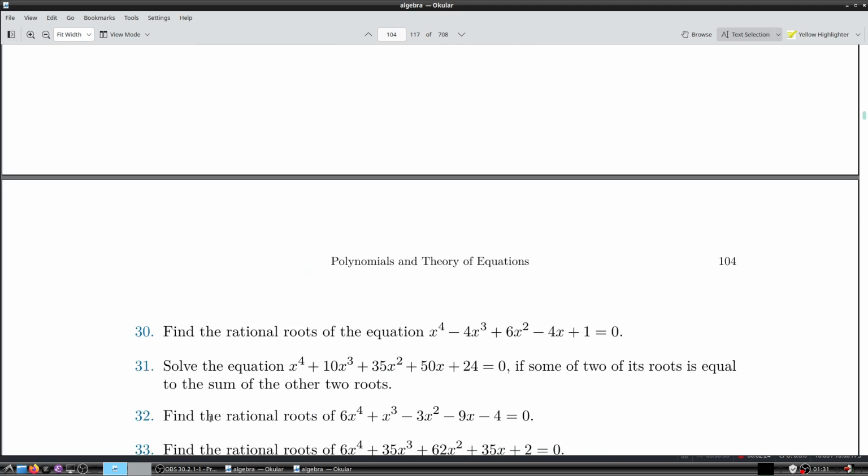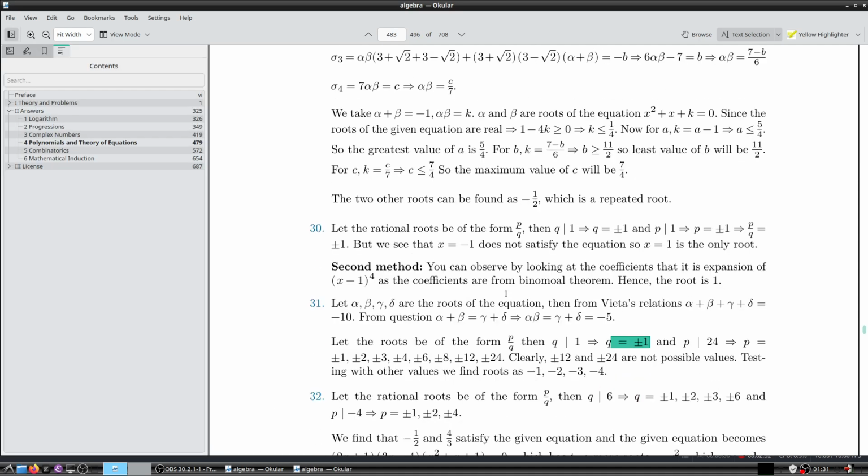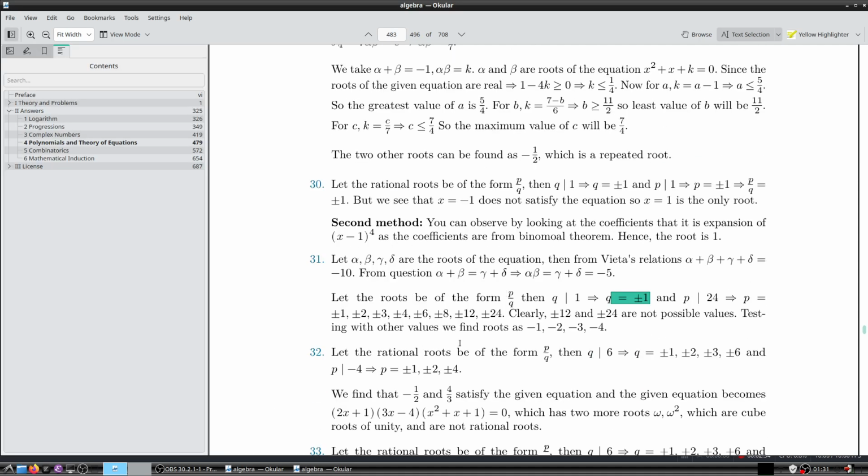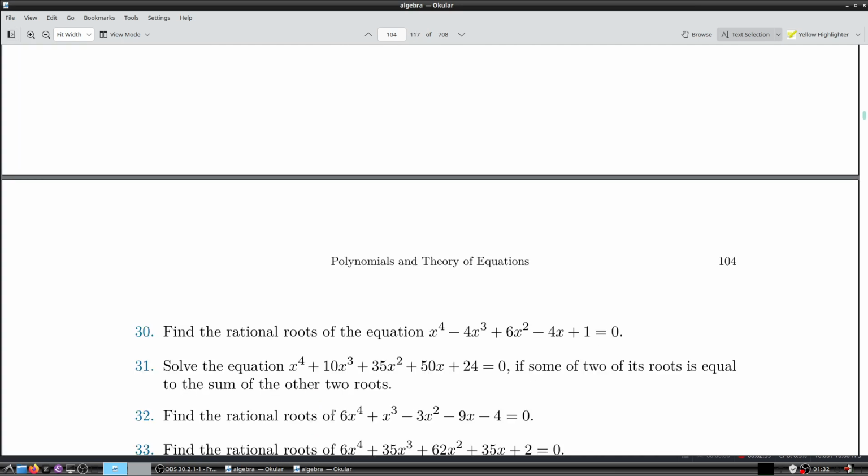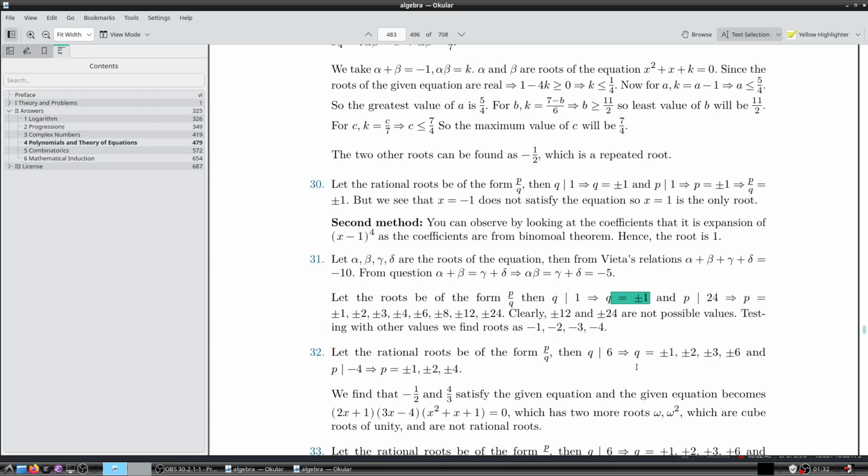Question 32 says: find the rational roots of 6x to the power 4 plus x cubed minus 3x squared minus 9x plus 4. So we let the roots be of the form p by q, then q must divide 6, that is the coefficient of x to the power 4, and p must divide 4. So q is plus minus 1, plus minus 2, plus minus 3, plus minus 6, and p would be plus minus 1, plus minus 2, plus minus 4.